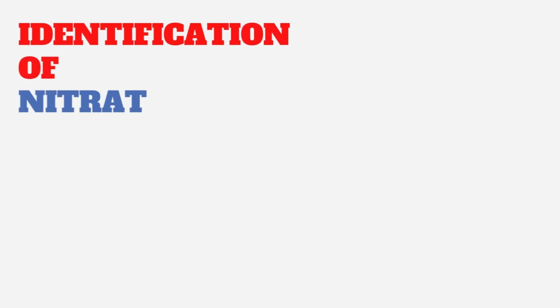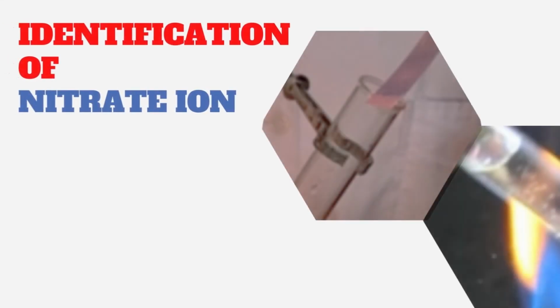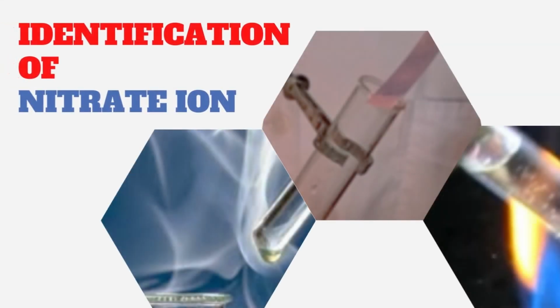Now we will see how to identify nitrate ions in a solution. During this test, ammonia gas evolves, which is colorless. So, detection of ammonia is also carried out during this scheme. We have two ways to detect evolution of ammonia in the laboratory. We will see, one by one.